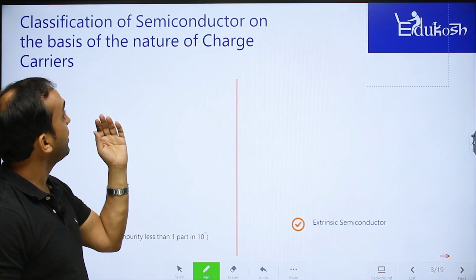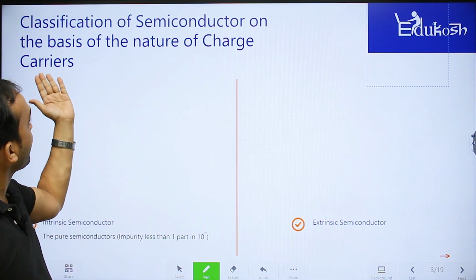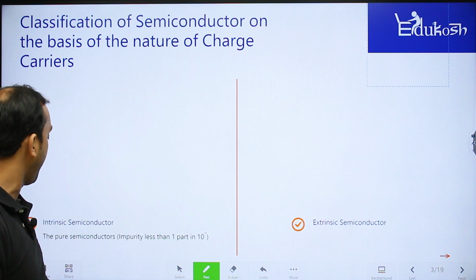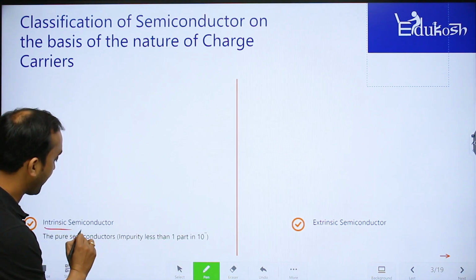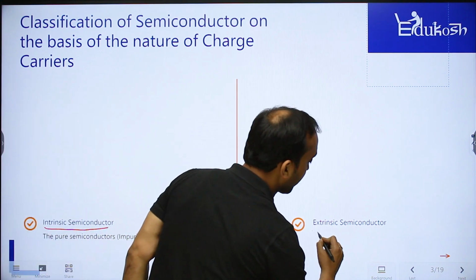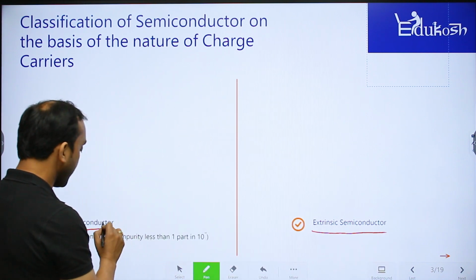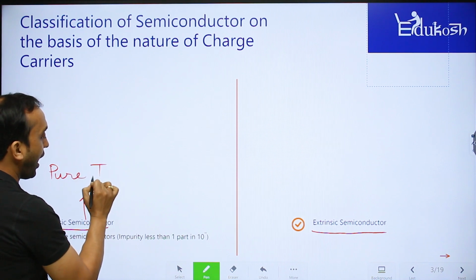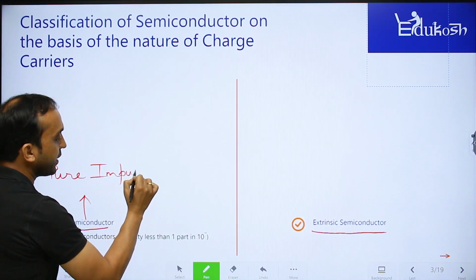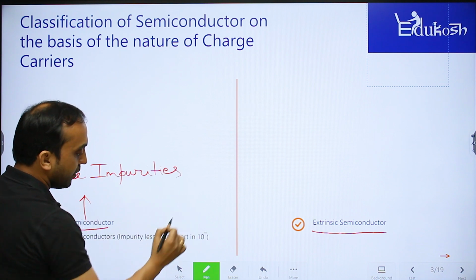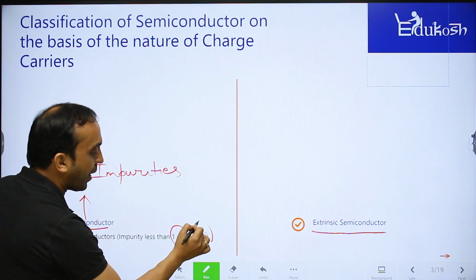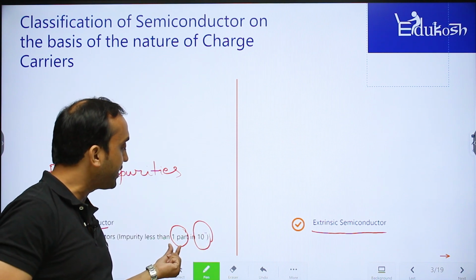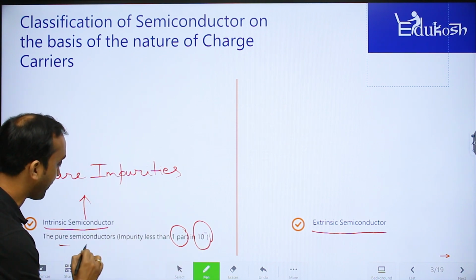Here we are going to see the classification of semiconductors on the basis of the nature of charge carriers. So we have intrinsic semiconductor and extrinsic semiconductor. The intrinsic one is the pure semiconductor. Here the impurities are very small, about 1 part in 10 to the power of 10 atoms of the semiconductor. If impurities are less than this, we call it a pure semiconductor.